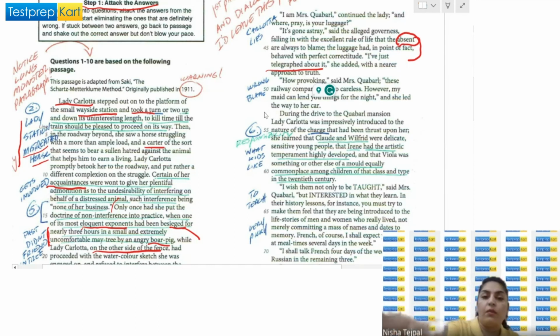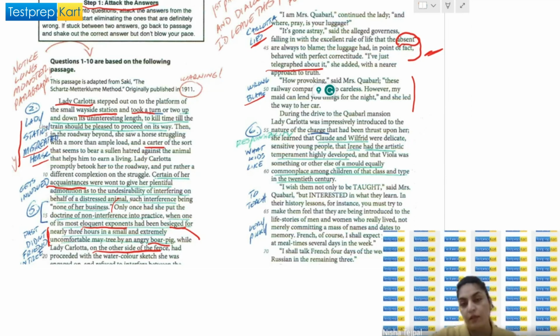So this is what is happening in these lines: Miss Quabal is helping Lady Carlotta, and in this she was giving one blame. Lies. She's lying. She's not saying anything true. She's putting one blame which is incorrect, wrong blame. So notes are already done.